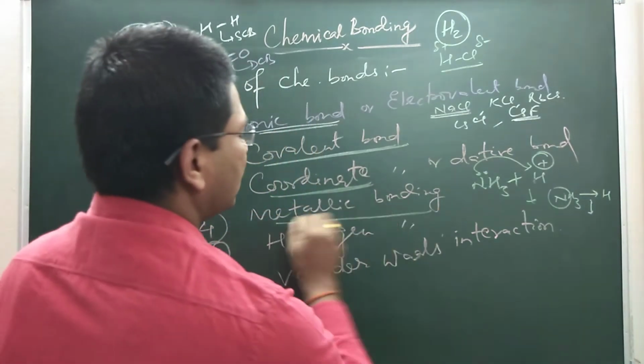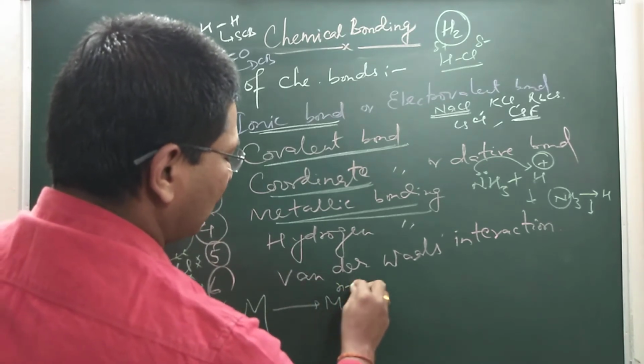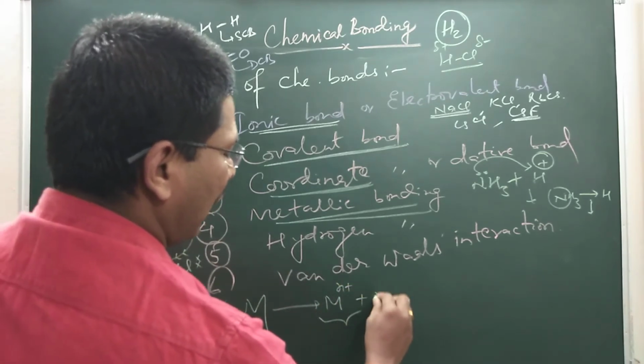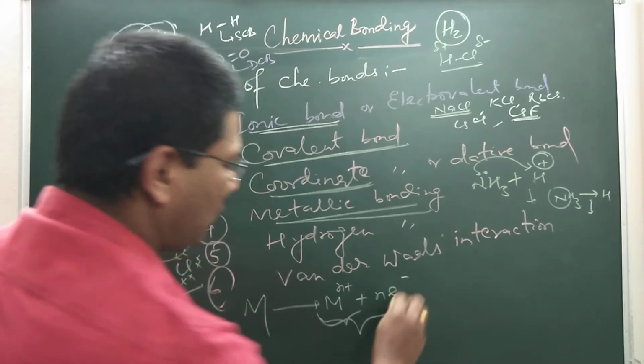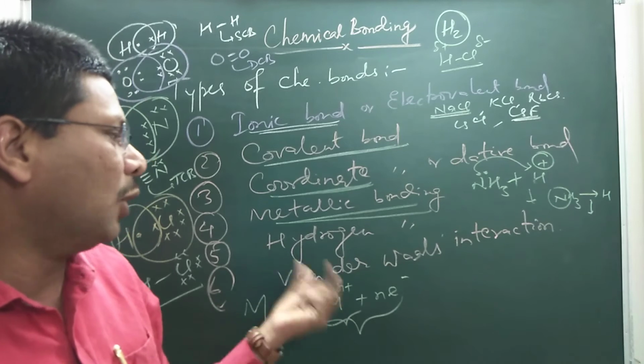Now metallic bonding. Metals lose their valence electrons to form the kernel or core and the n electrons. There is an attractive force between the kernel and the negatively charged electrons, and that is called metallic bonding.